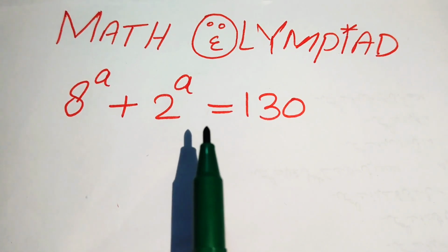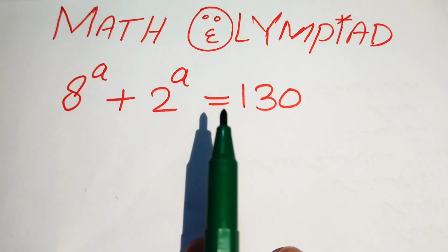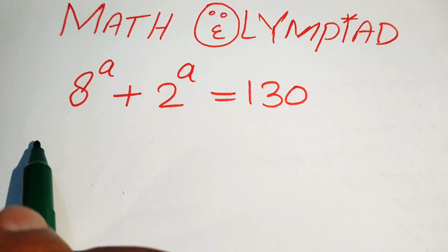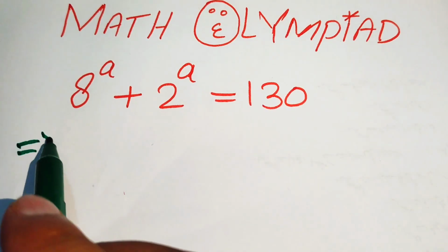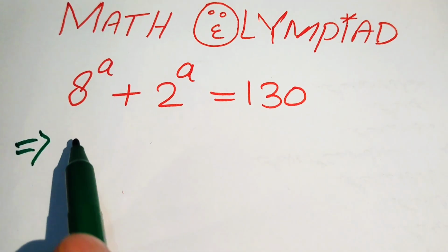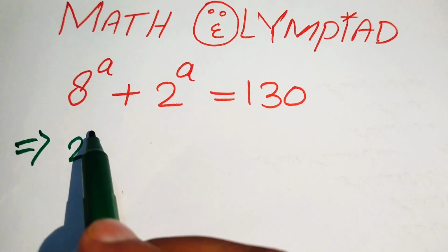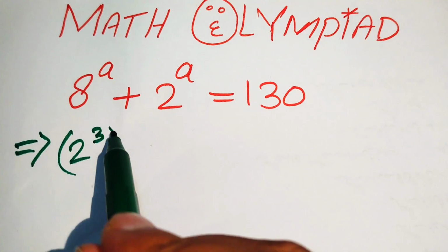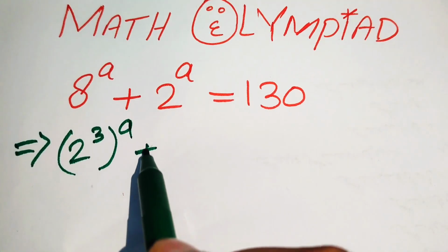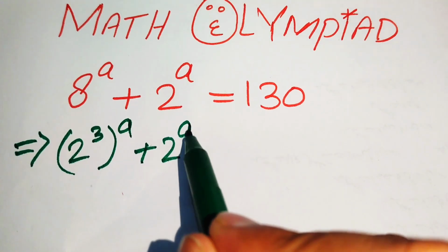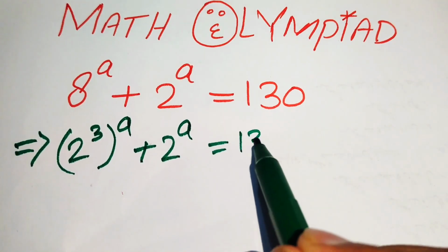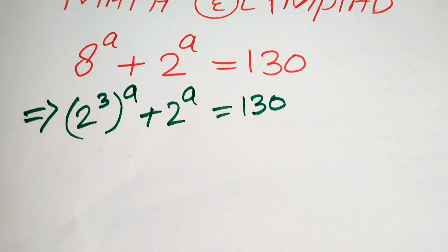So the very first step we are going to do is make the prime factors of 8, and we know that the prime factors of 8 are 2 to the power of 3, and its whole power a, plus we have 2 to the power of a equals 130.